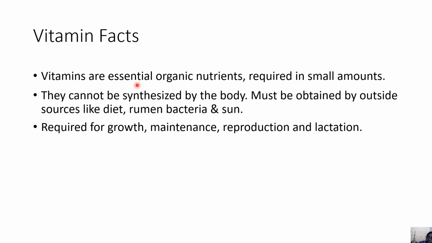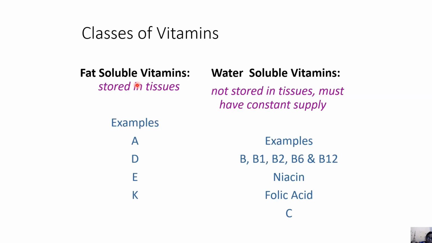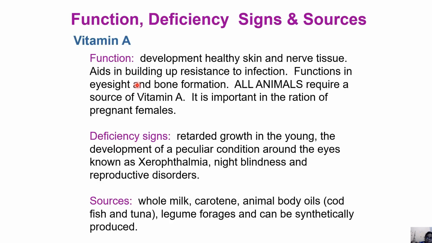Now, vitamins are essential organic nutrients required in small amounts. They cannot be synthesized by the body, so they must be obtained from outside sources like diet, human bacteria, and sun. They are required for growth, maintenance, reproduction, and lactation. So these are the classes of vitamins. Fat soluble vitamins are stored in tissues. Water soluble vitamins are not stored in tissues and must have a constant supply.